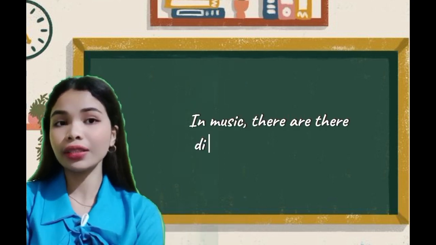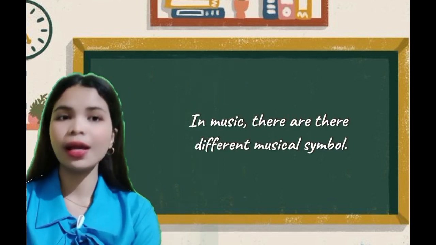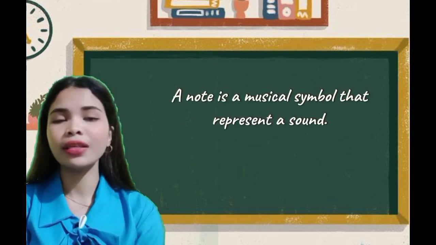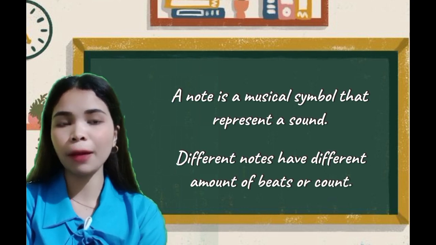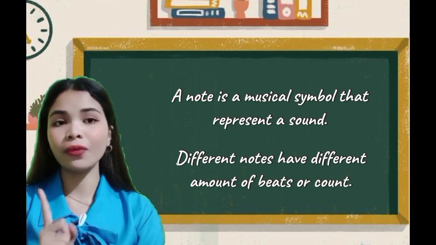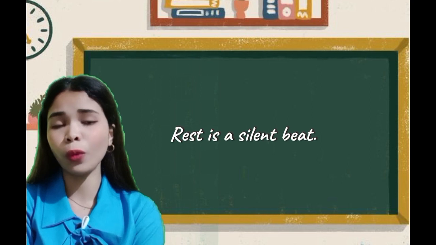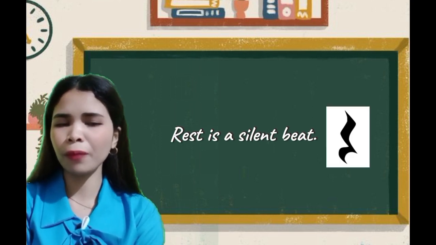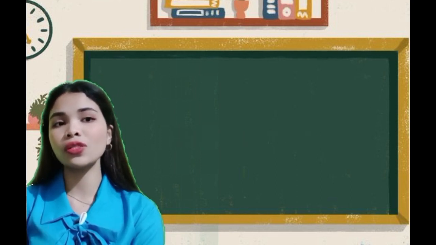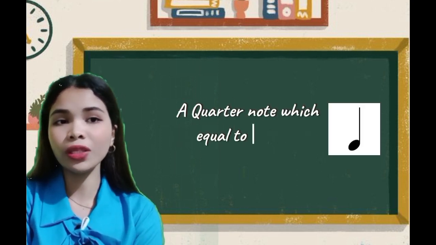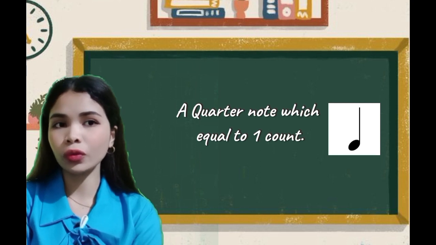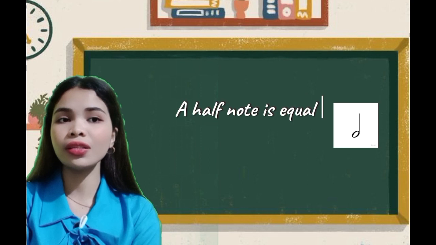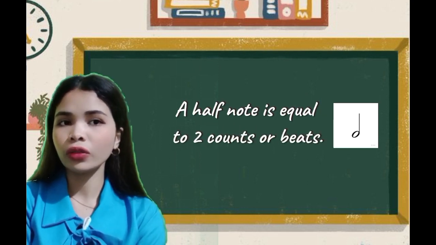In music, there are different musical symbols. A note is a musical symbol that represents a sound. Different notes have different amounts of beats. A rest is a silent beat, and when you see a rest symbol in a musical piece, you remain silent. We also have a quarter note, which denotes a one count or beat, and a half note, which denotes a two count or two beats.